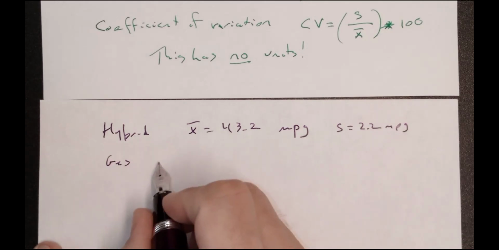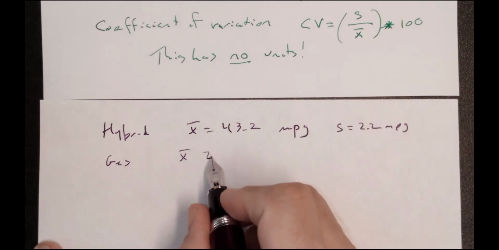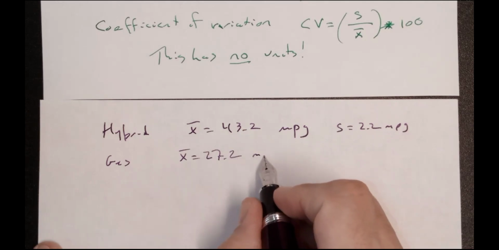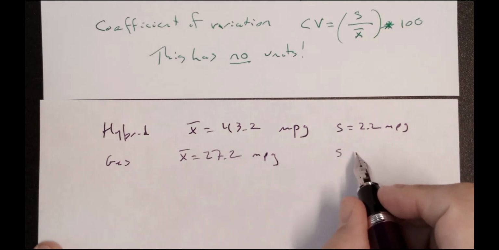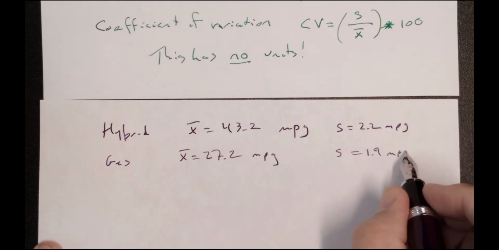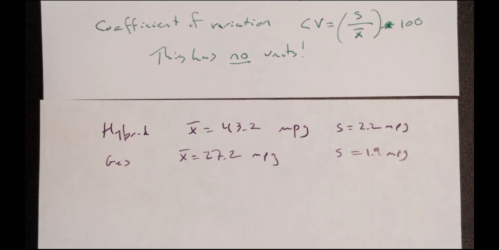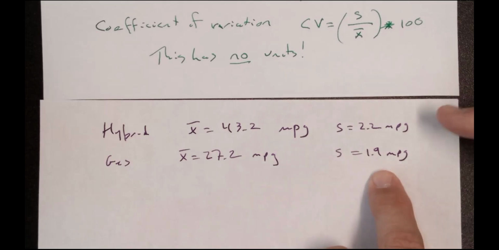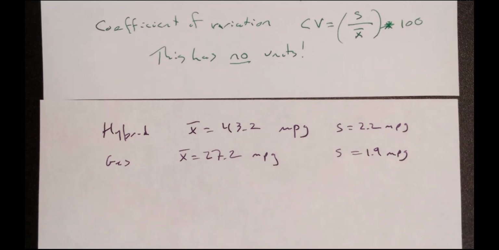In my gas car, I'm getting 27.2 miles per gallon with a standard deviation of 1.9. These have the same unit. So at first, it looks like I am a more consistent driver than she is, because my standard deviation in the gas vehicle is smaller. What are our respective coefficients of variation?